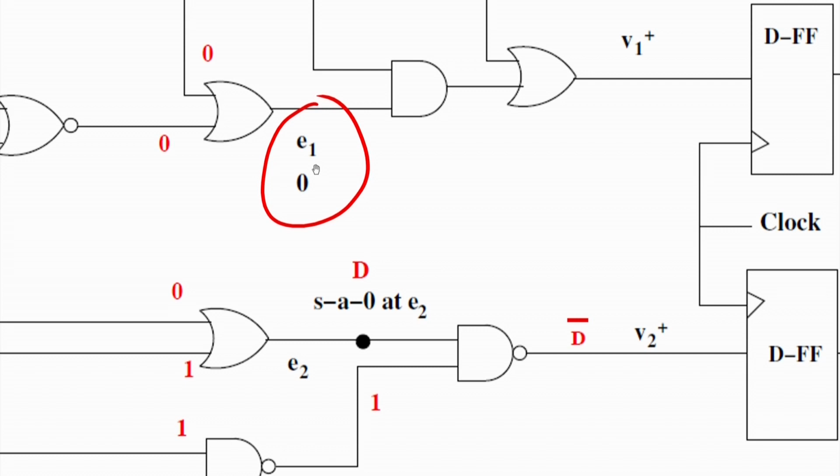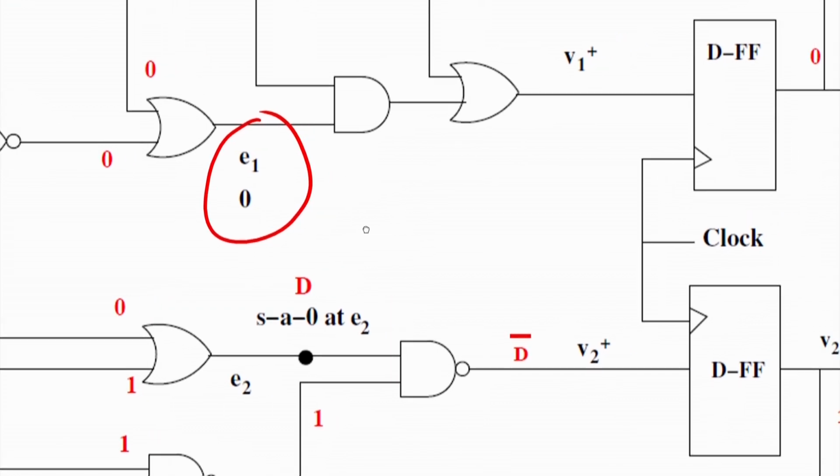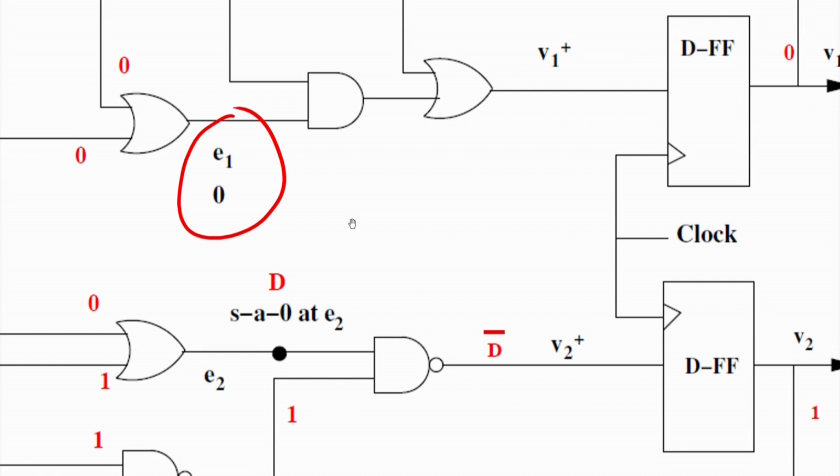So I have to apply a 0 over here, which is the additional constraint, and then I go for propagation. Again, as I told you, as we are having a scan circuit, I assume that the flops are not there, and I just go for something called a normal ATPG.